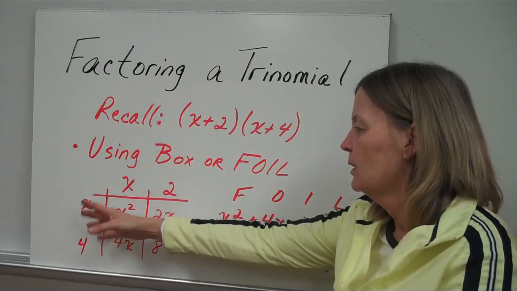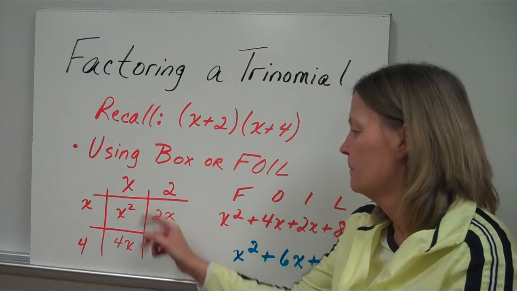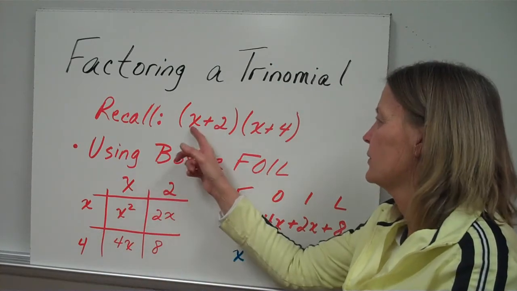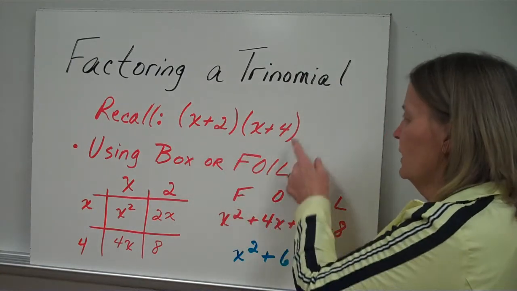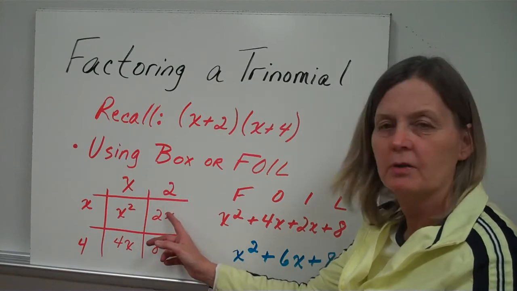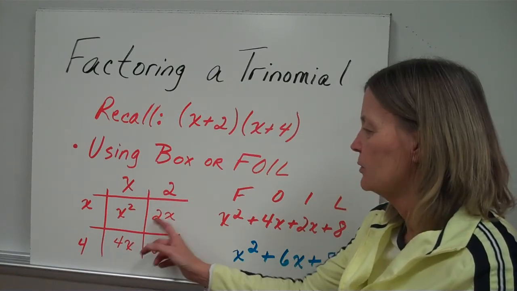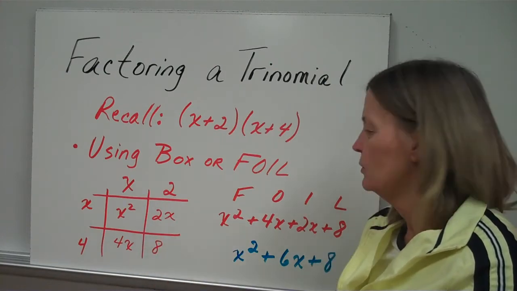Remember, with box, you set up the box arrangement and you multiply to fill the boxes. And in FOIL, we looked at firsts, outers, inners, and lasts. But in either case, we would get the same answer. Remember, in the box method, we would add outers and inners, or these two boxes, the same as the girls who use the FOIL method.